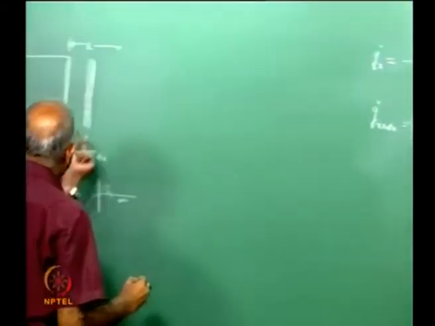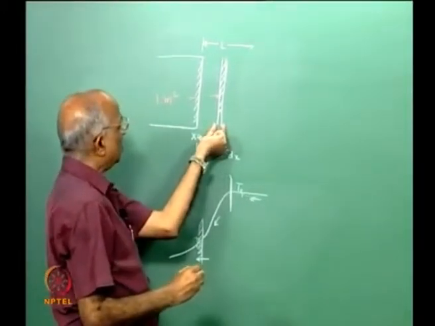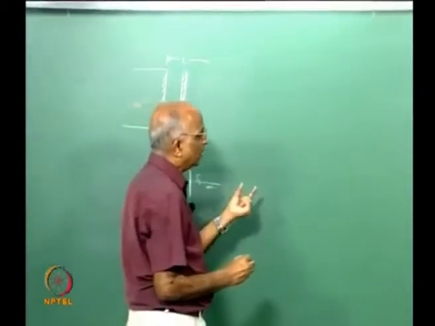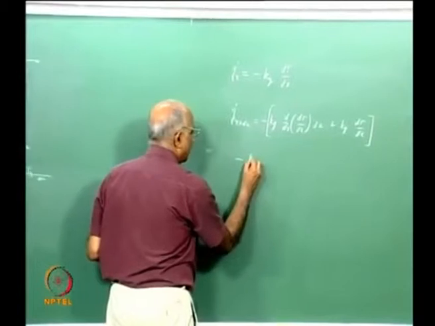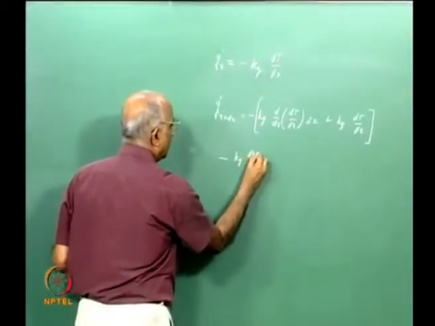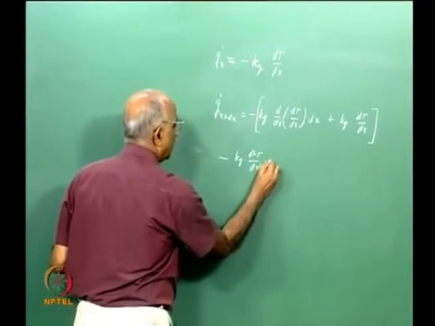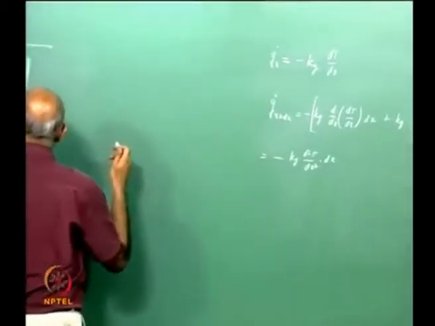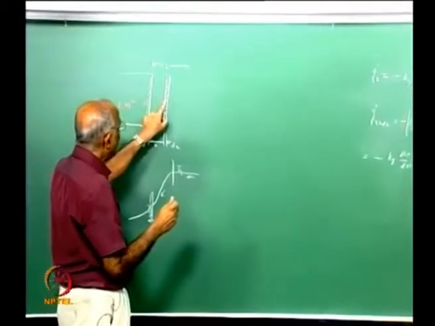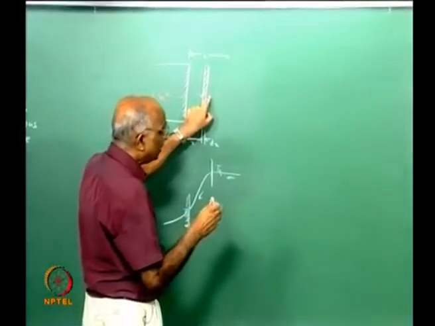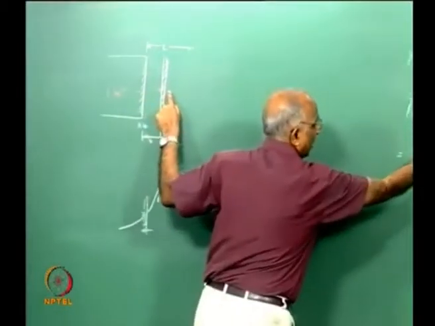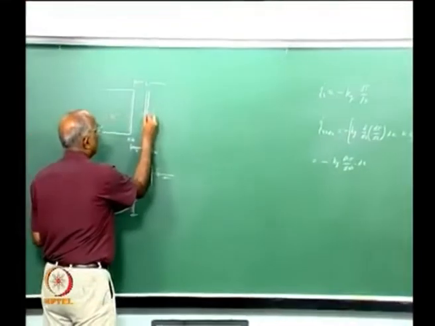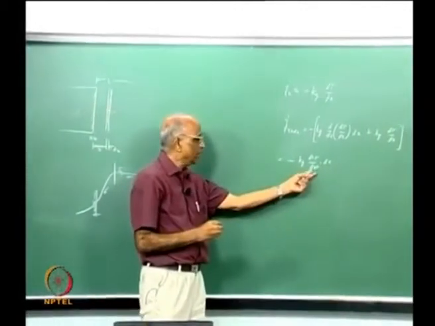If I were to consider this finite volume as a control volume, the net heat which is leaving is equal to minus kg into d2T by dx square into dx. It is the net difference between the heat which is entering, kg dT by dx, and the heat which is leaving, kg dT by dx plus a small increment, d by dx of dT by dx into dx. Therefore the net accumulation of heat in the control volume is equal to minus kg d2T by dx square into dx, right.